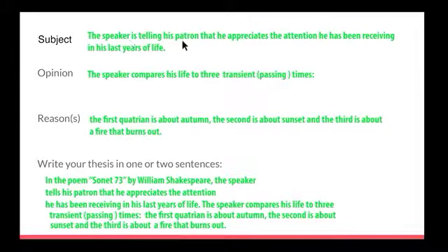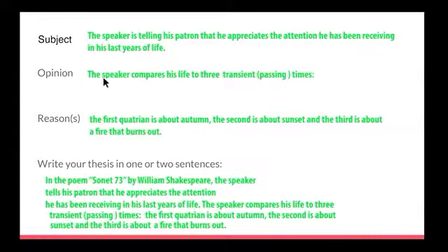Subject. The speaker is telling his patron that he appreciates the attention he has been receiving in his last years of life. The speaker compares his life to 3 transient times. That's your opinion about what the speaker is comparing his life to, but it's based on the 3 quatrains. So the first quatrain is about autumn, the second is about sunset, and the third is about a fire that burns out. Remember? We annotated the 3 paragraphs and we wrote that this is what the 3 quatrains are about.